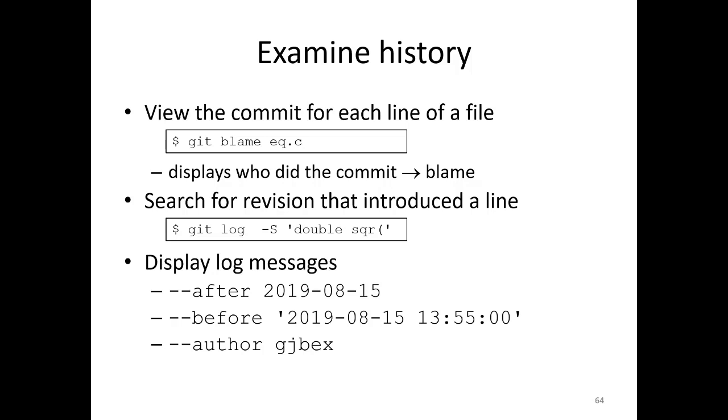Other things for displaying log messages, you can just say, okay, I want commits after the 15th of August 2019, or before a certain date, and you can even specify a time rather than only the date. And you can also search for specific authors, like for instance, in this case, that would be my GitHub and GitLab handle. So those can be combined. So git log allows you to do very specific searches, and it's a very powerful tool in order to figure out what changed and why it's changed.